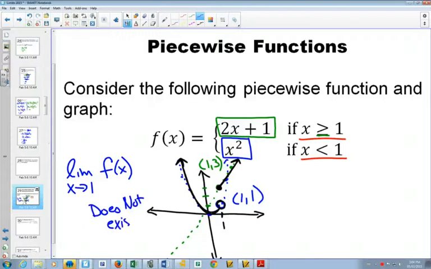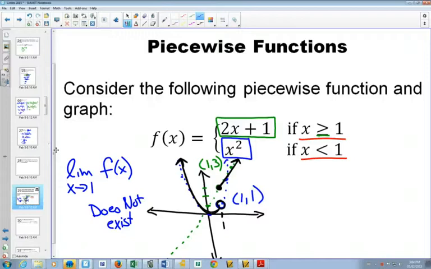Even though when x is equal to 1, we've got a point, which is 3. When you plug in 1, you get 3. It's not even a non-permissible value. But the limit does not exist because coming from the left or coming from the right, you run into different numbers.